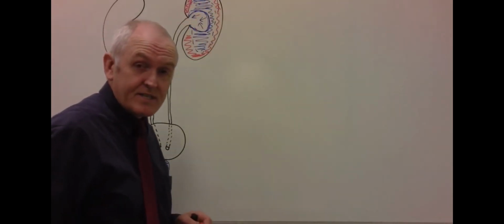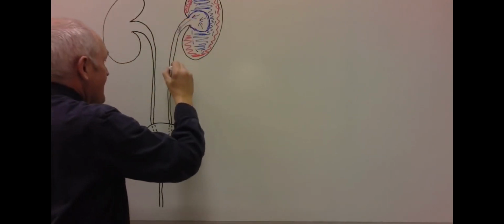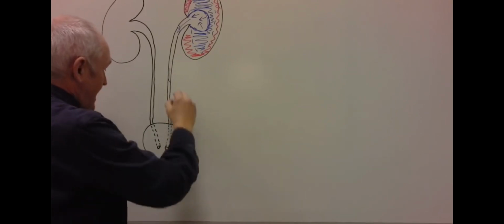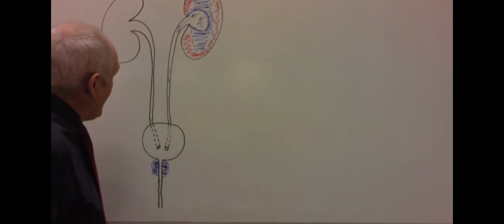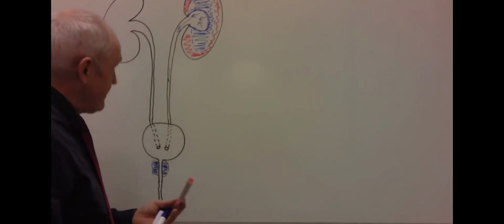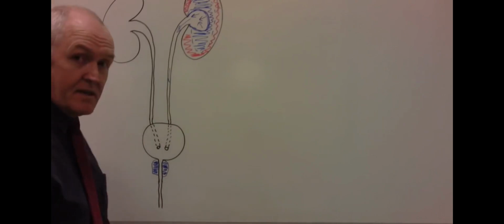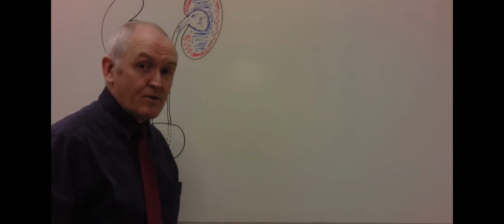From the renal pelvis, the urine then passes into the ureter and then down into the bladder as it's peristaltically transported down the ureter towards the bladder. And of course the situation is the same in the other kidney: renal cortex, renal medulla and renal pelvis.